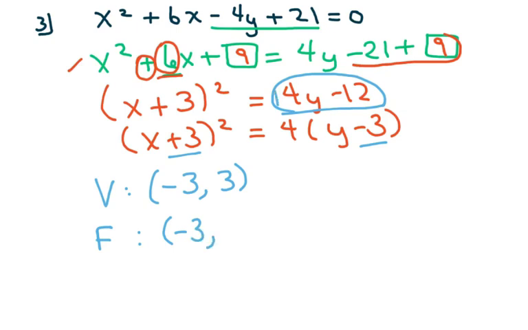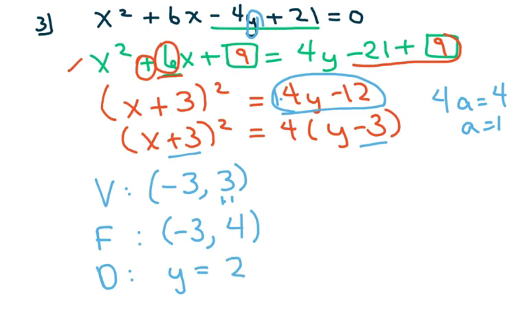Since this is positive, we're going to add the a. Oh, we don't know the a. Well, again, we have 4a equals 4, so a is 1. So this is going to be 3 plus 1 is 4. Just added 1 there. And the directrix is going to be, just take the y. y equals 3 minus 1, which is 2.